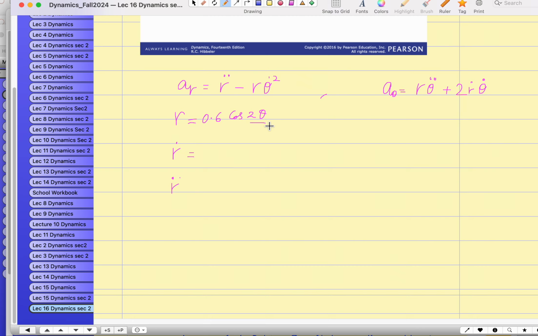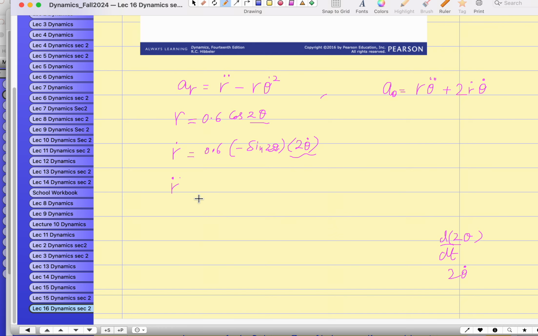Remember, this is not a function of time, so we have to use the chain rule. So look, 0.6 times negative sine 2 theta, and again you multiply by the derivative of the argument: the argument is 2 theta, so that gives 2 theta dot. Agreed? That's the chain rule application.